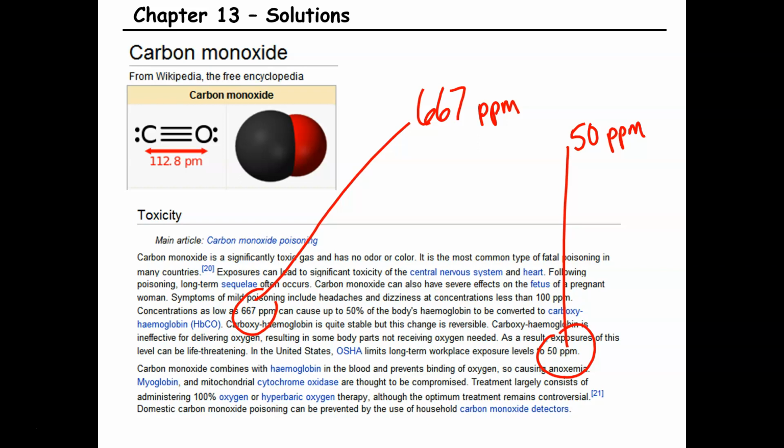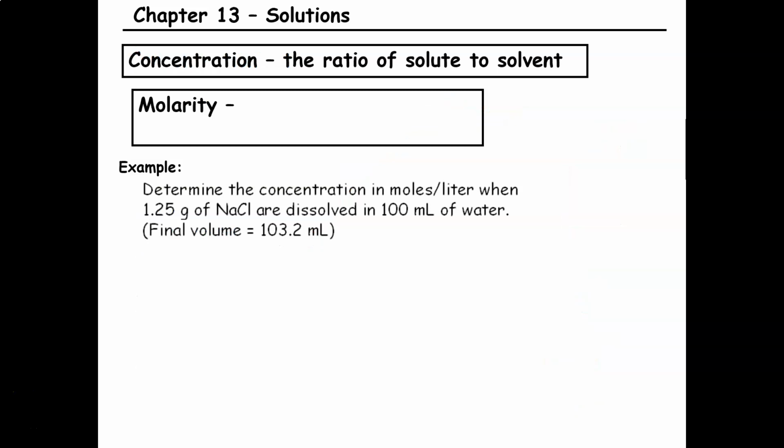Okay, a third way to measure concentration is what we call molarity. Molarity is the moles of solute divided by liters of solution. Now, this is the most common way to do it in chemistry, and most of our calculations will probably involve molarity. We'll even do some labs that involve this as well. Moles of solute divided by liters of solution. Let's look at an example.